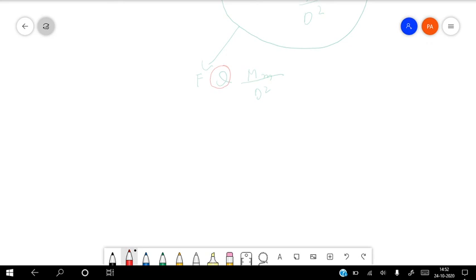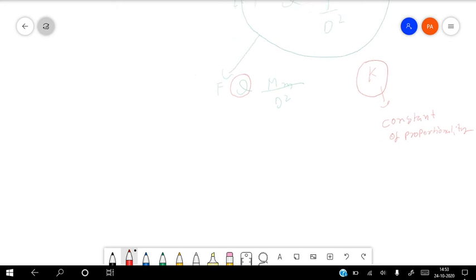Whenever we have to get an equality sign, we need a constant of proportionality. It is represented as k. I don't know why it is represented as k. It should be represented as c. But scientists and mathematicians have said that k is the constant of proportionality. Now to remove the proportionality sign, we need a constant.